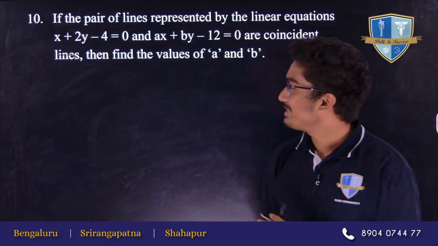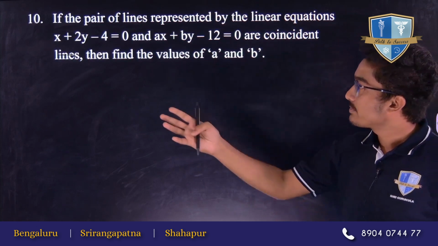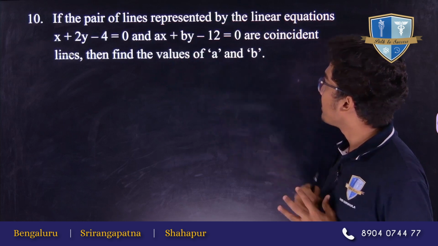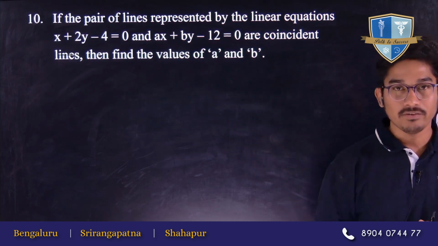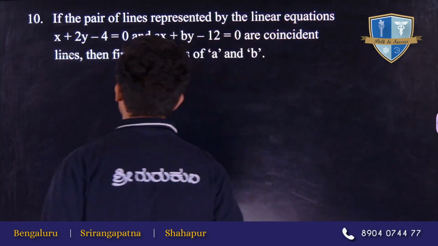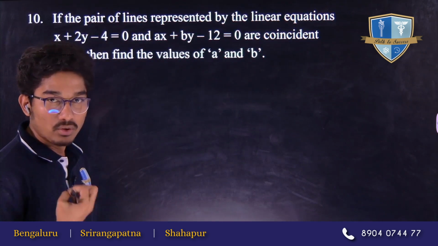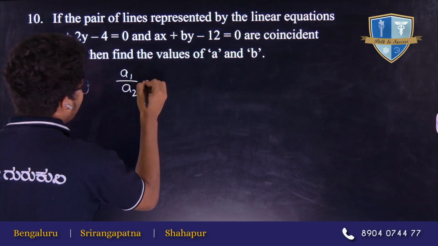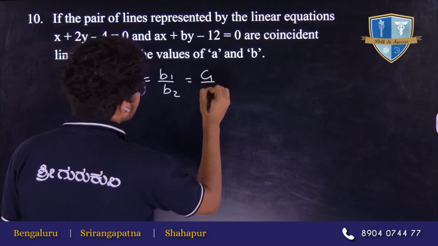Our next question is, if the pair of lines represented by the linear equations x + 2y - 4 = 0 and ax + by - 12 = 0 are coincident lines, then find the value of a and b. If two lines are coincident, the ratio of their coefficients will be equal. That is, a1 by a2 will be equal to b1 by b2, and will be equal to c1 by c2.